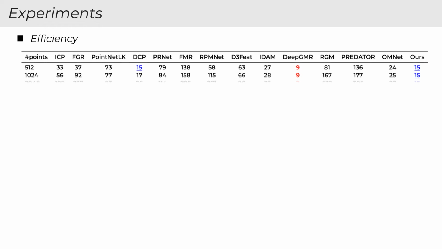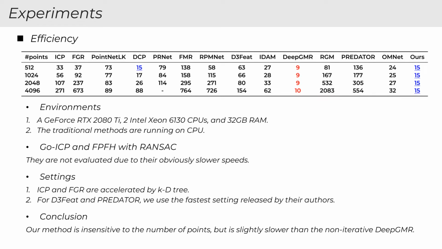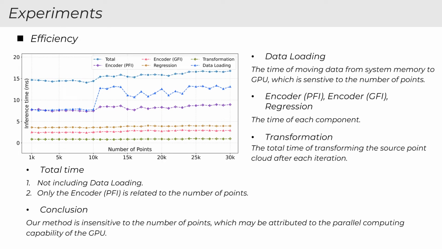Finally, we test the inference time on the inputs with different numbers of points, as shown in the table, and some settings are listed below. It shows that our method is insensitive to the number of points, so we further test the inference times of each component with more input points. We can find that the inference time is increasing mainly due to the time increment of the encoder, since only the computation of point-wise feature extraction increases with the number of input points. We observe that the inference time does not increase rapidly, which may be attributed to the parallel computing capability of the GPU.